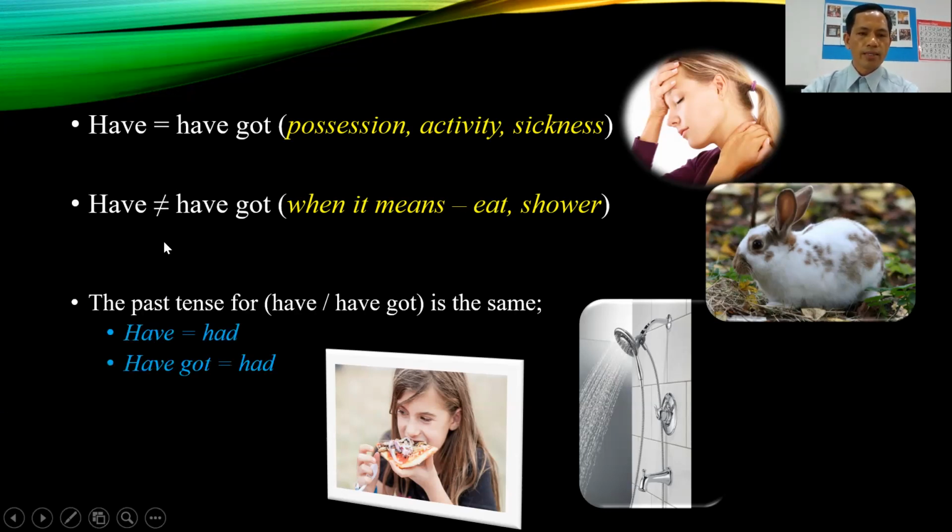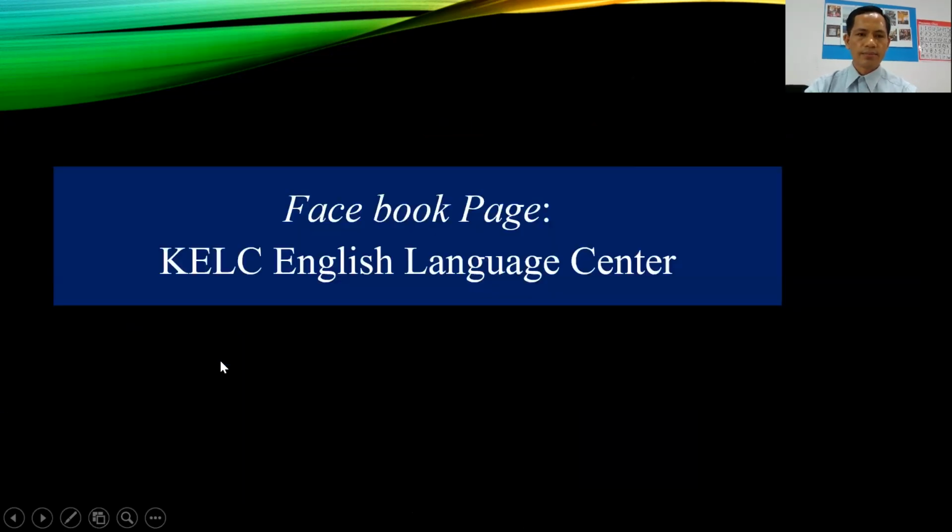Remember that the past tense for have or have got is the same. It's only had. There is no such past tense as had got. The past tense is the same, so for both of them, we only use had in the past. Example: yesterday I came home late and there were no buses, so I had to take a taxi. So only had is the past tense.